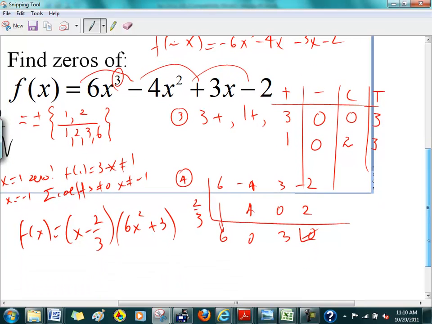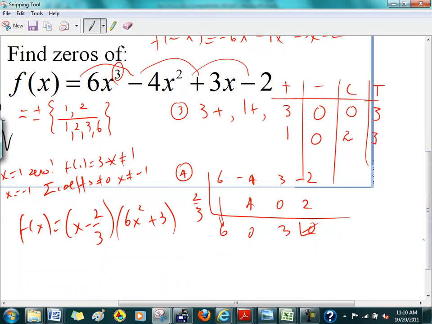How do you go about solving this equation now? What do you do? Kylie? Factor what? Are you going to factor that?